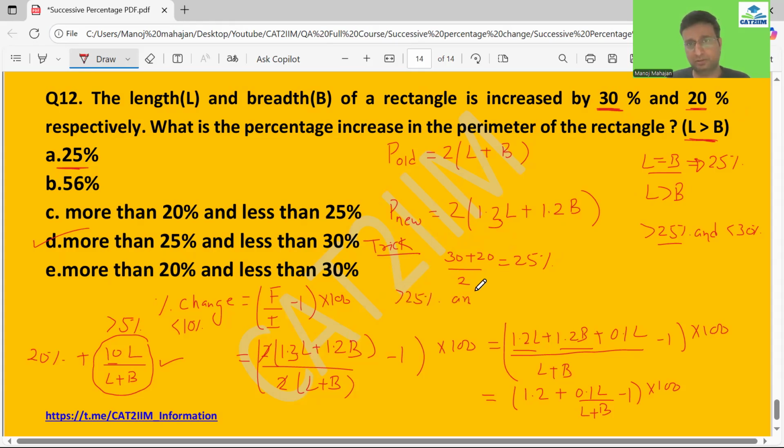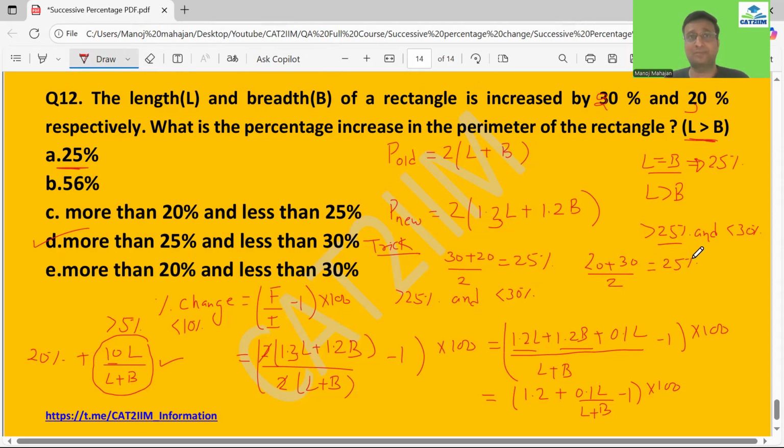So the percentage increase would be more than 25% and less than 30%. Now what I mean by this is, let's say if I do the other way around, you'll understand why I took more than 25. Let's say this would have been 20 and this would have been 30. Length is more than breadth again. So again, if I go with the trick out here, a simple average, if length and breadth would have been the same, it would have been again 25%.